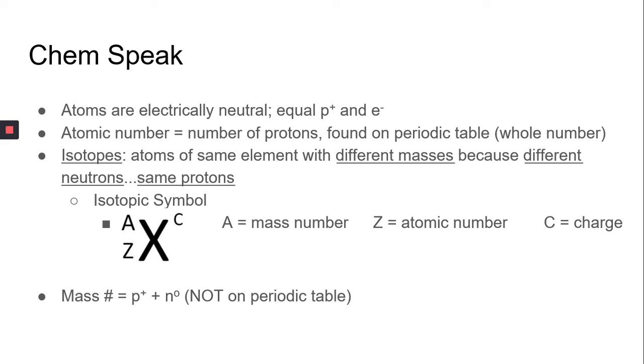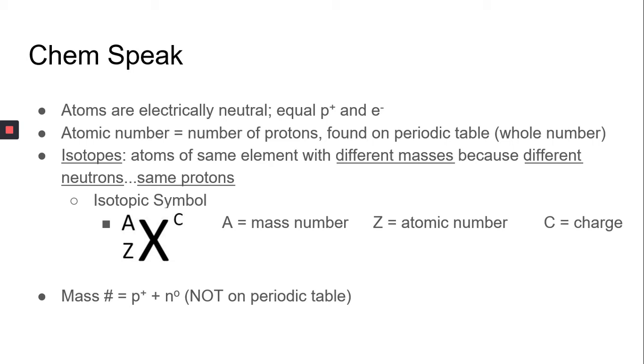Alright, chem speak. That just means being able to look at our symbols of isotopes and know how many of each of the three particles of an atom there are. So first of all, atoms are naturally or usually neutral. That means they have the same number of protons and electrons. So the same number of positives and the same number of negatives would cancel each other, making it neutral overall. So when we talk about atoms, we talk about them being neutral.